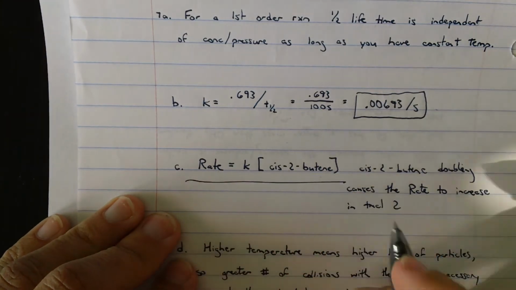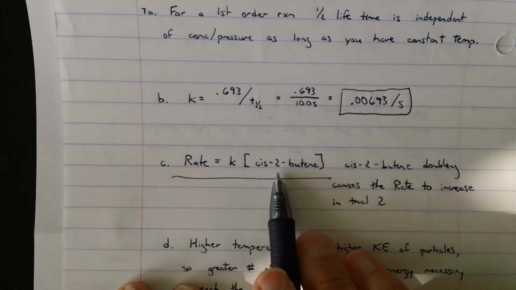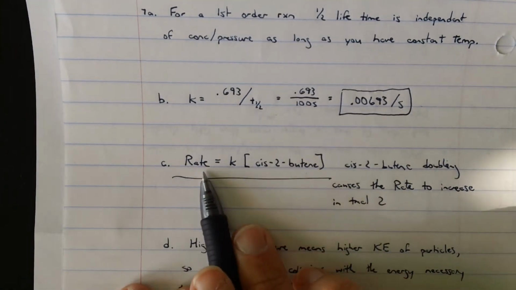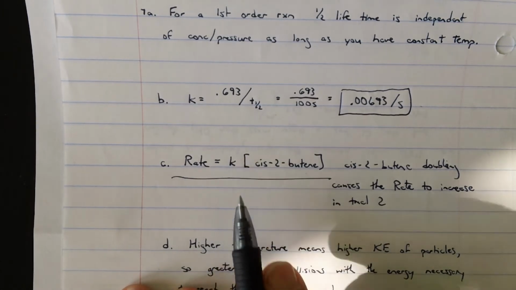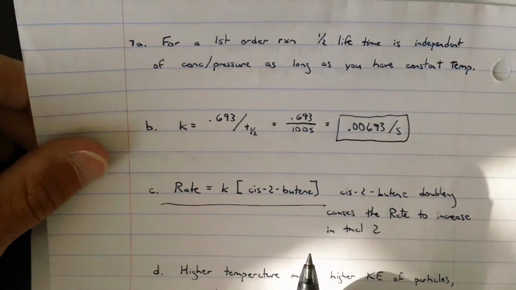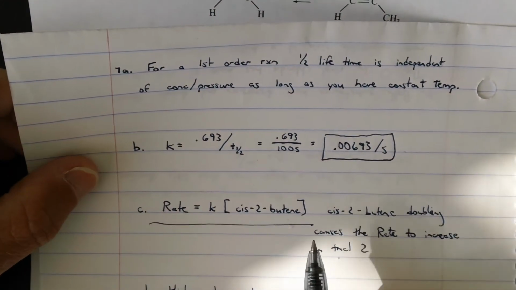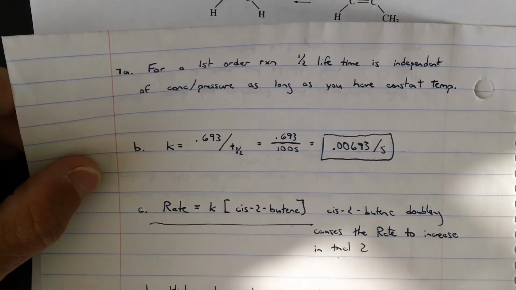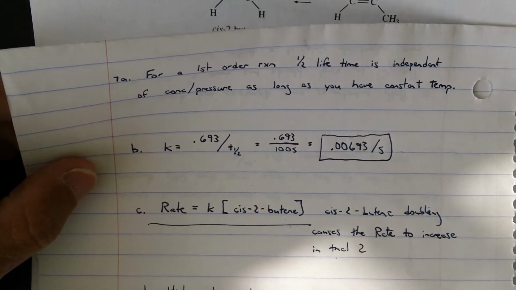Write the formula out, or the rate expression out, and then it should make sense. If we double this, we should cause the rate to double. Our k is not going to change any because the temperature is the same for trials 1 and 2. K is independent of concentration. It's only dependent on temperature. All k's, equilibrium k's also.